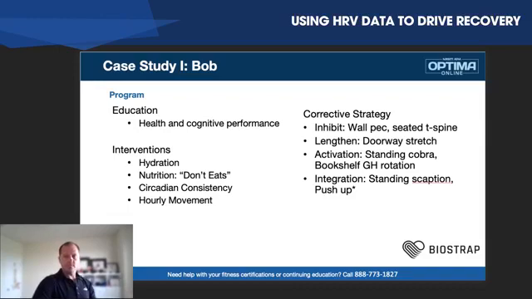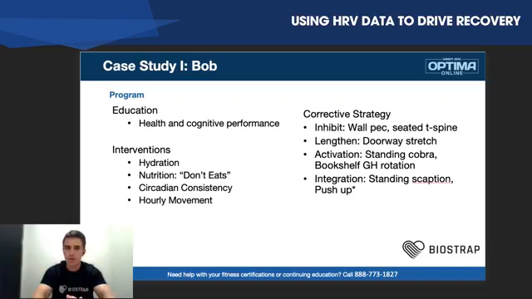Exactly. Cool. So the next thing we want to talk about with Bob is circadian consistency. With this population, trying to get them to sleep more is not always going to be effective because they have work to do. They're not going to sacrifice their work for sleep. So what we want to focus on is, Bob, let's just try and at least sleep at the same time every single day.